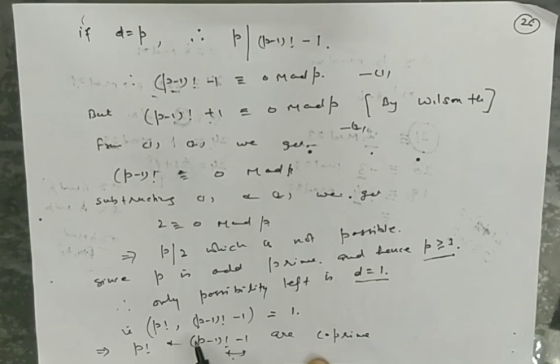Thus this proves that GCD of p factorial and p minus 1 factorial minus 1 is equal to 1. So p factorial and p minus 1 factorial minus 1 are co-prime.